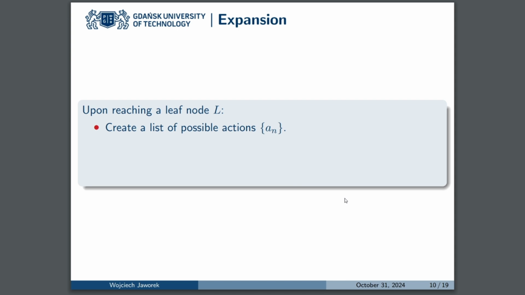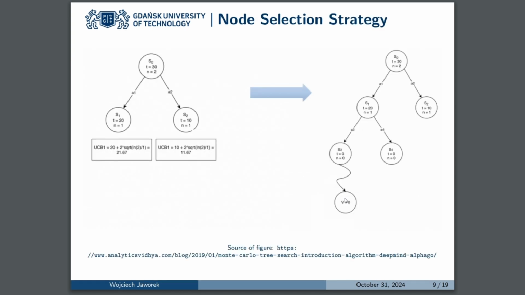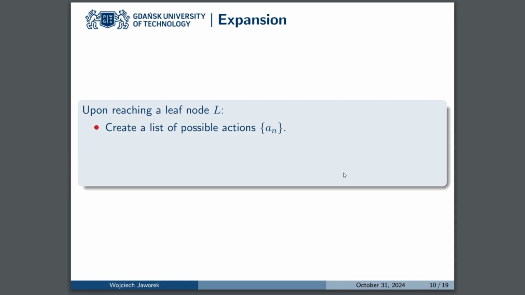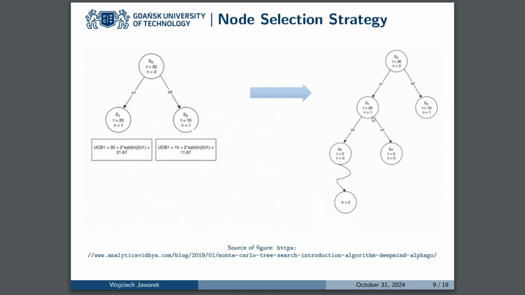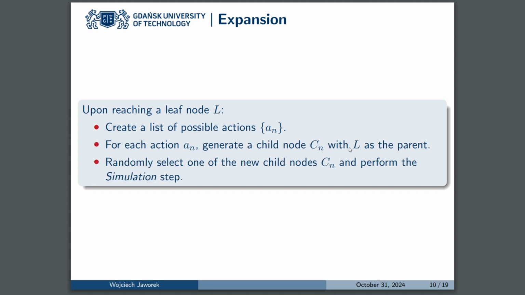So now we go to expansion. Expansion, as I just said, is if we have a leaf node L, we create a list of all possible actions, say AN, and for each action in this list, we generate a child node, CN, with L as the parent. In the previous example, S1 was the leaf node, then we generated two actions, A3 and A4. We generated two nodes that correspond to these actions, and then we randomly select one of the child nodes and perform the simulation step, which is a random rollout.